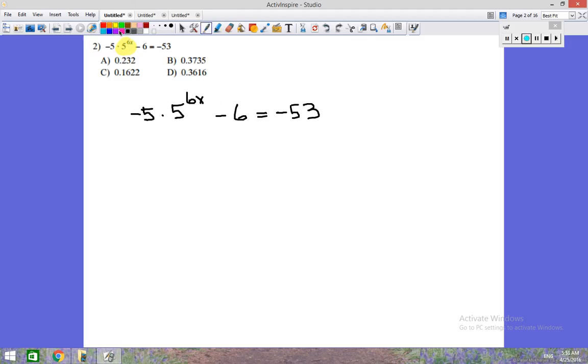Alright, so just as before, we look at these two terms and we want to keep this term. The inverse operation of subtraction is addition. We're going to add 6 to both sides to undo that operation. To balance the equation, we have to do it on both sides. On the left-hand side, we've got negative 5 times 5 to the 6x is equal to negative 53 plus 6, negative 47.